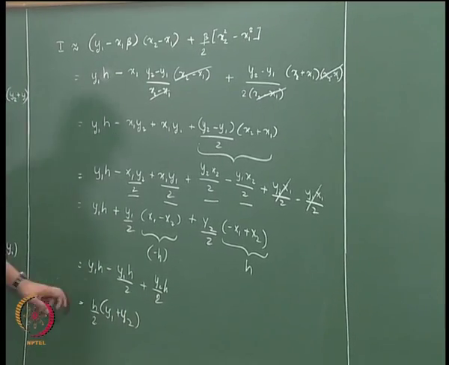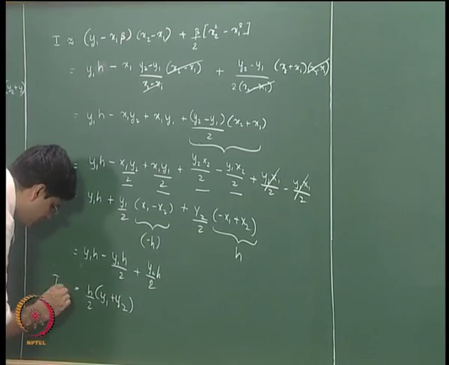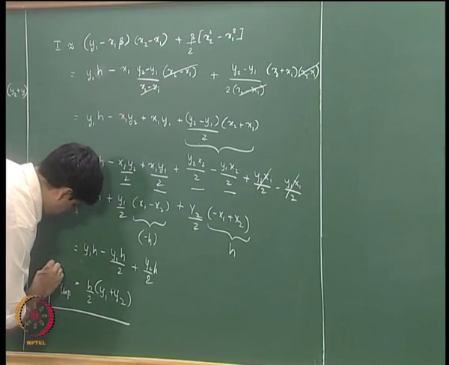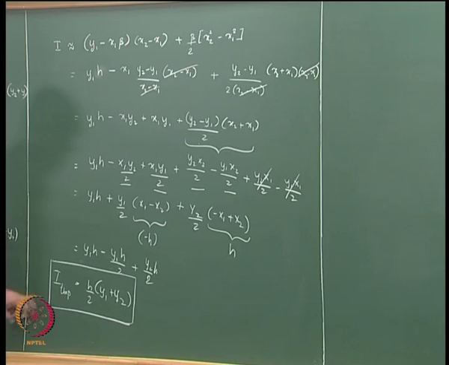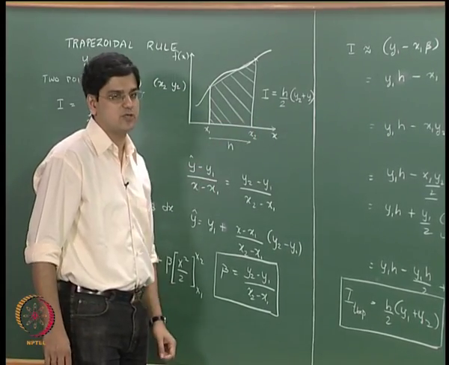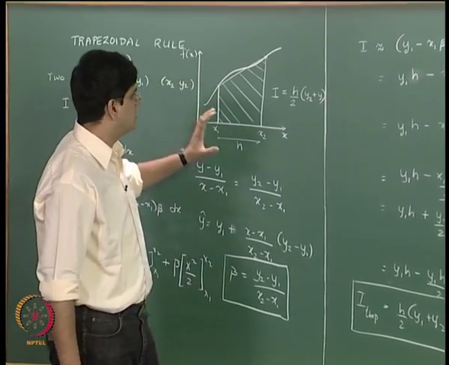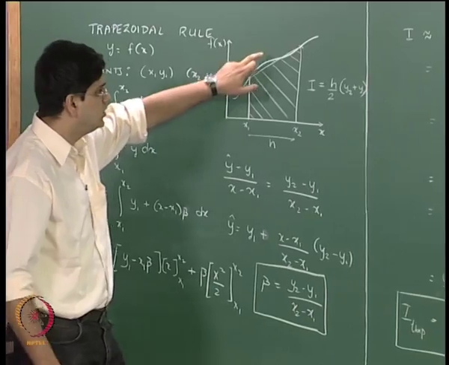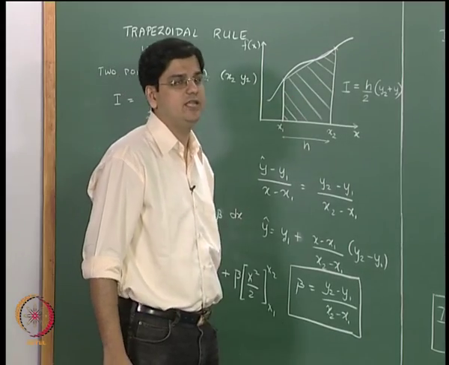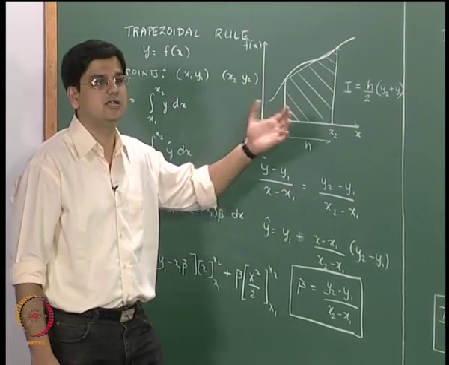Okay. So the integral I using the trapezoidal method is h by 2 multiplied by (y1 plus y2). If we go back and look at the geometric derivation, that is exactly what we had obtained as the integral I using the trapezoidal method. So the sense of the trapezoidal method is you take two data points, connect those two data points by a straight line and find the integral under that straight line.